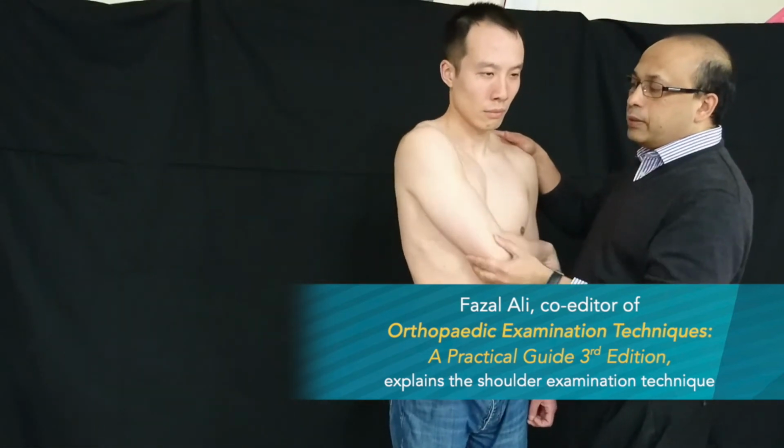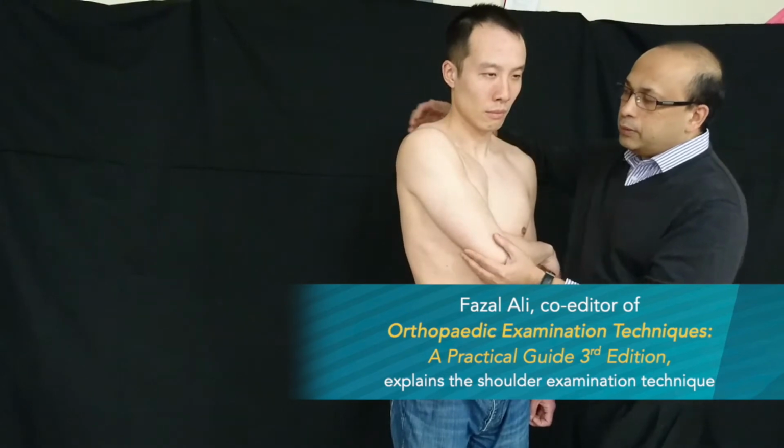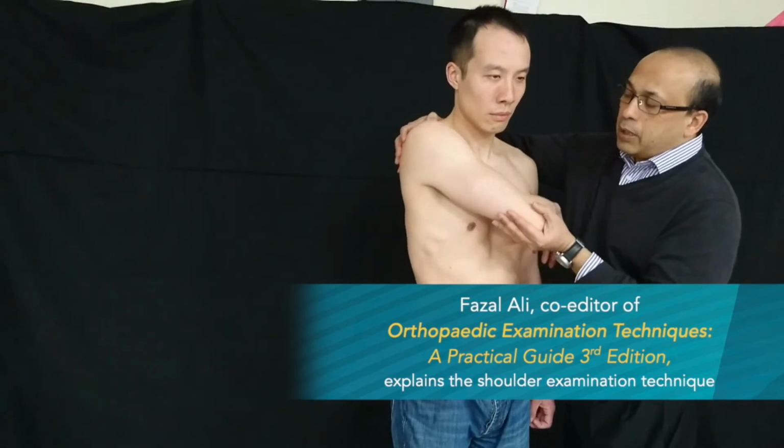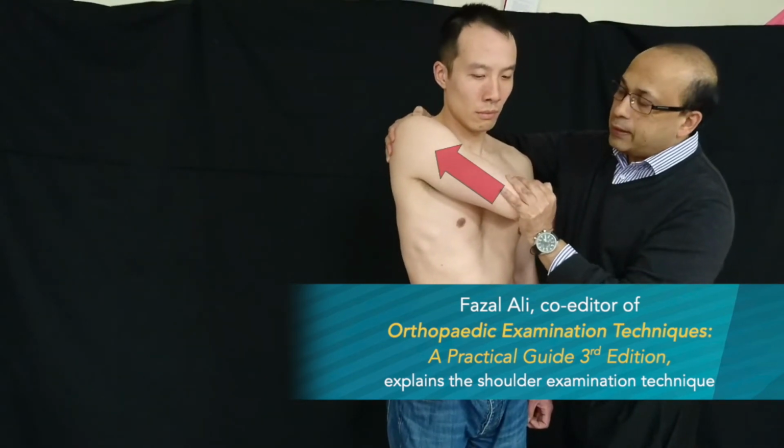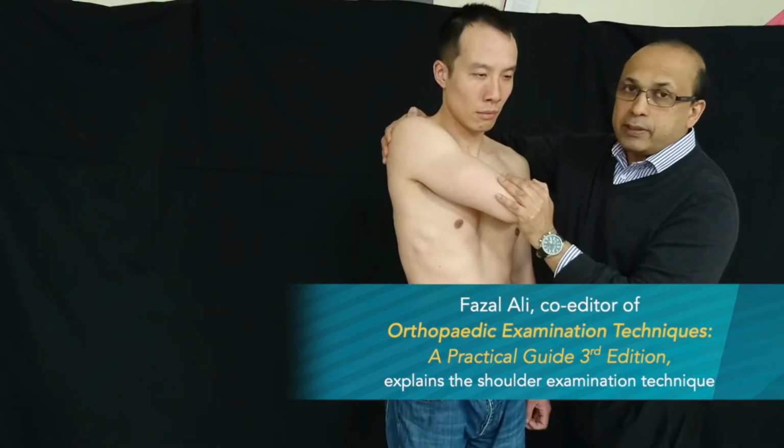For posterior instability, you do the posterior apprehension test, which is really this movement where you adduct the shoulder, and you forward flex it slightly, and you just simply push backwards, and then look in the patient's face again to see if there's any apprehension.